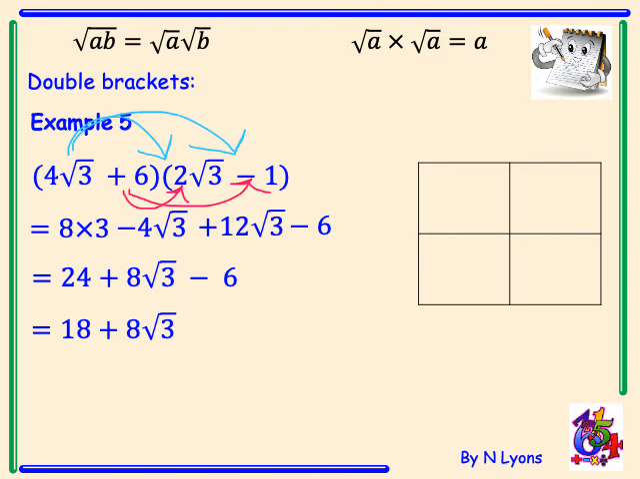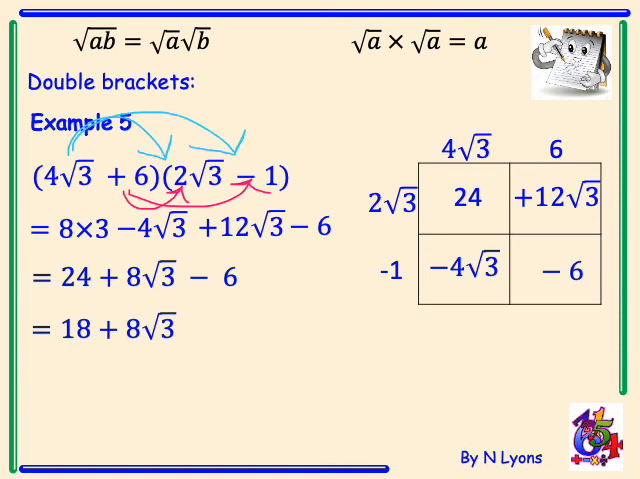Now let's look at our box method as well. So we'll write our first bracket along the top and our second bracket down the side there. So 4 root 3 times 2 root 3, well 4 2s are 8. Root 3 times root 3 is 3, and 3 8s are 24. 6 times 2 root 3 is 12 root 3. 4 root 3 multiplied by negative 1, negative 4 root 3, and 6 times negative 1 is negative 6.